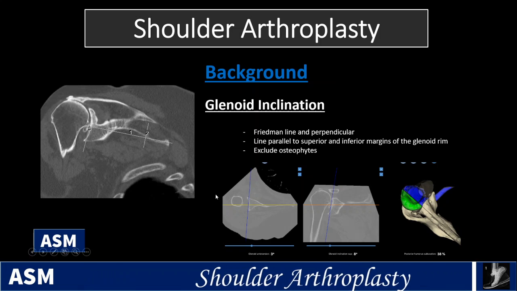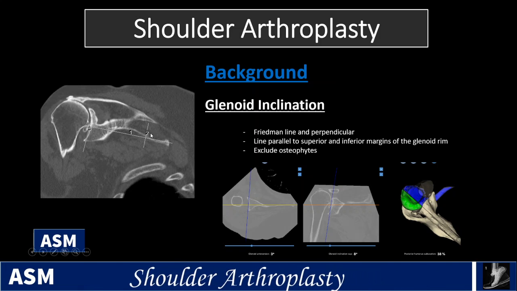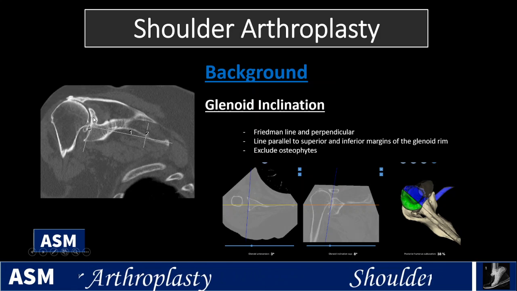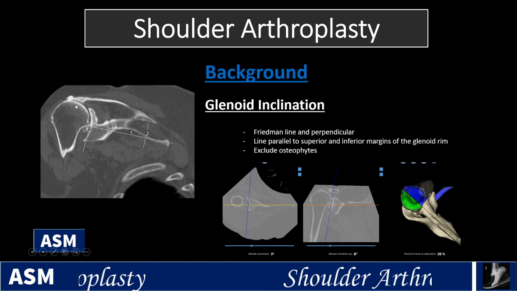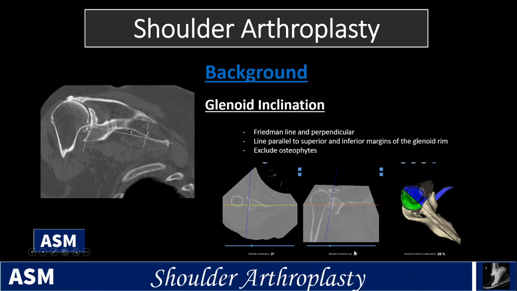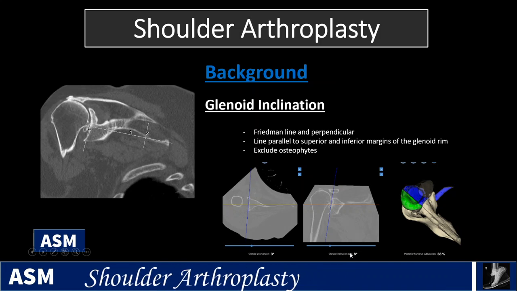Glenoid inclination: again, you draw the Friedman line, you draw the perpendicular, and then you make the measurement across the face of the glenoid, excluding osteophytes. You can either have superior or inferior inclination. And here, again, is the inclination measurement being provided by the software.